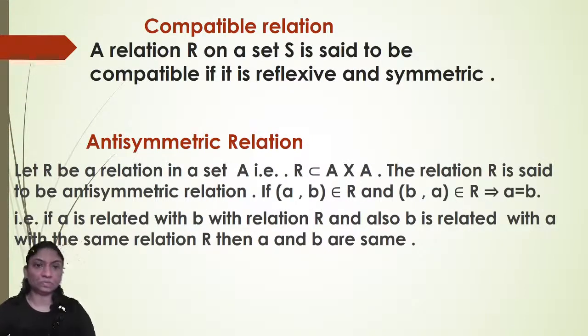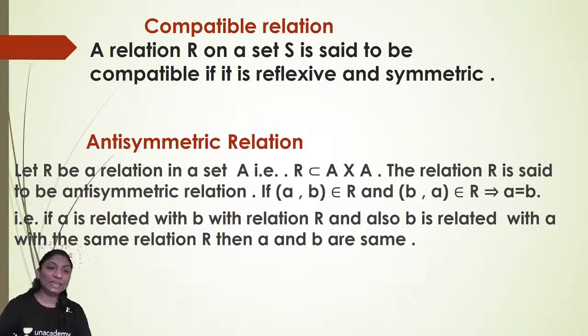Compatible relation. A relation R on a set S is said to be compatible if it is reflexive and symmetric. As we know what you mean by reflexive relation and what by symmetric relation. Reflexive means every element is related to itself, and symmetric means if (a,b) belongs to R, then (b,a) must belong to R.